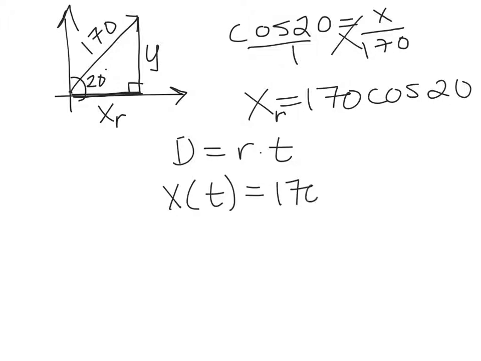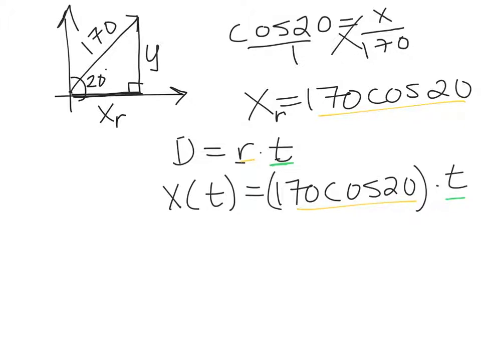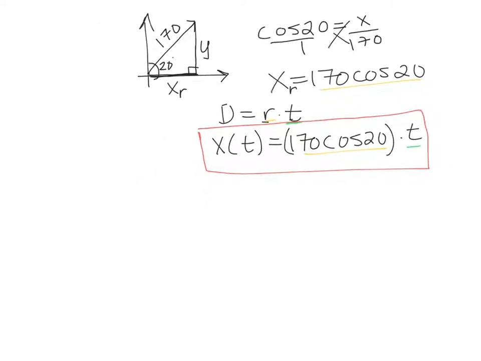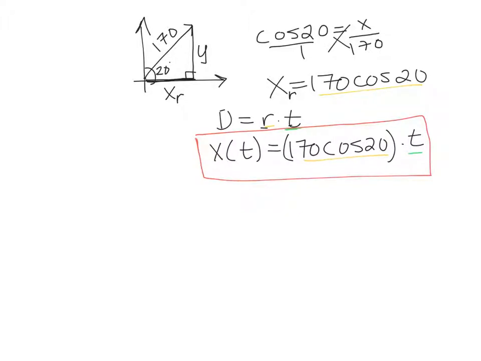Well, we just wrote a description of the rate. 170 cosine of 20, there's my rate. Distance equals rate times time. So here's my rate, and now I need a time. That gives me the horizontal distance. So great, okay, so there's my horizontal distance. And now I'm going to look at my vertical distance, my height.